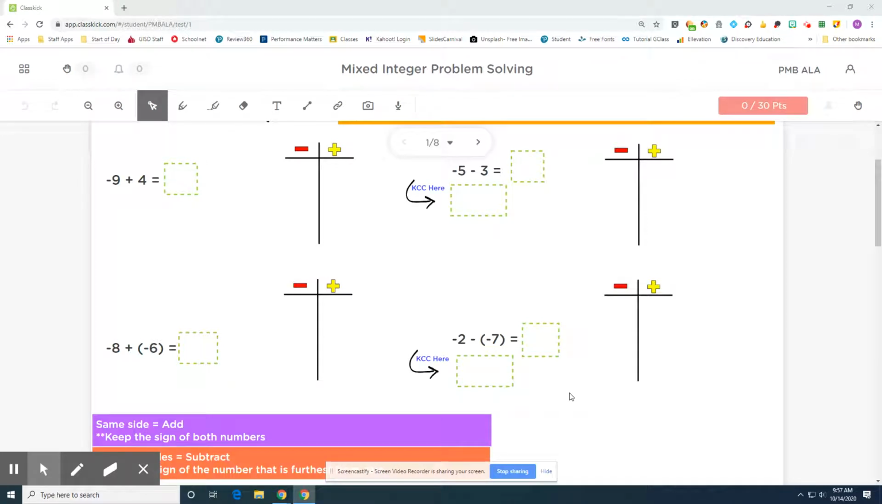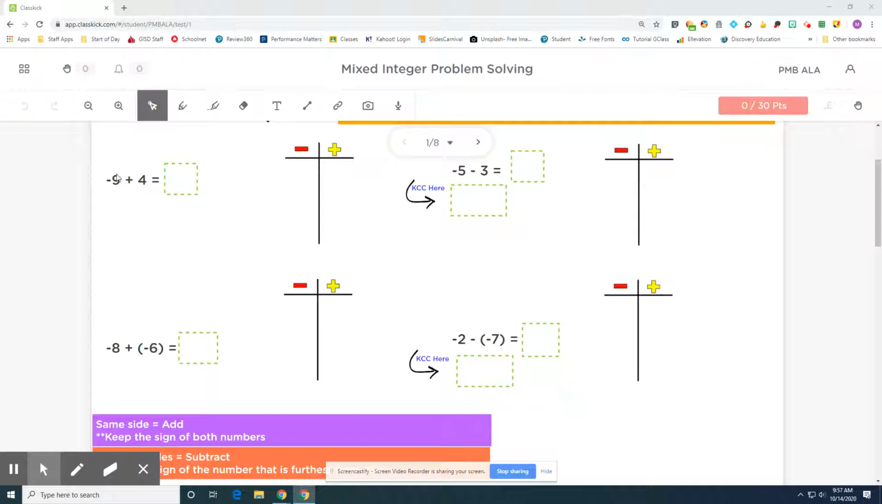Hey guys, in this video we are going to use the T-chart for adding and subtracting. So let's start with the first problem. It says -9 plus 4. So with adding, all we have to do is just put those numbers straight into the T-chart and solve.